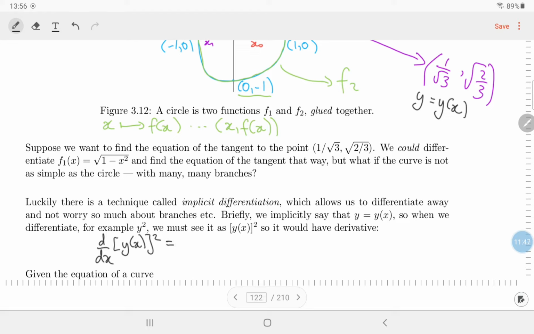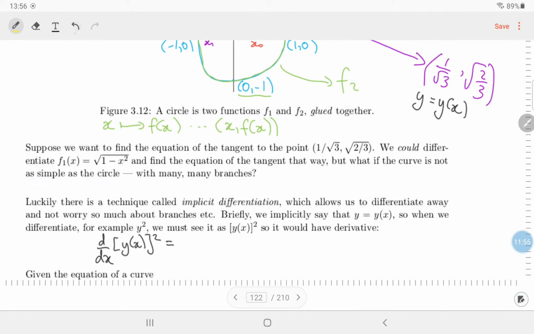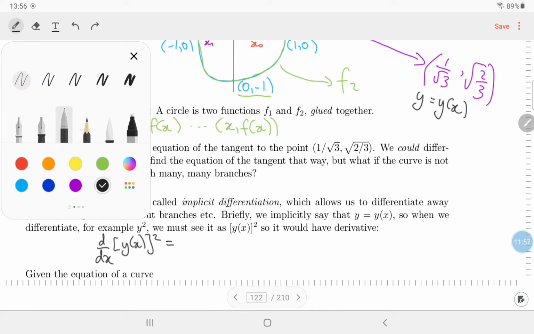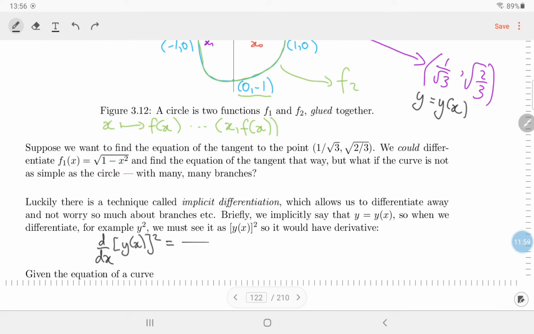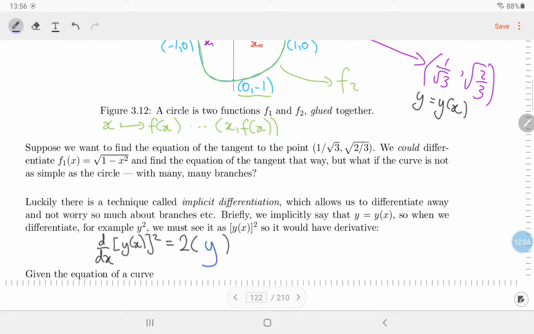So this is the chain rule. The chain rule says you differentiate the outside function. Now, the outside function here is x squared. So you differentiate the outside, and the derivative of x squared is 2x. But the chain rule says you evaluate at the inside, and then you multiply by the derivative of what's inside. And the derivative of y of x, you don't actually know what y of x is, but you can say the derivative of it is dy dx.